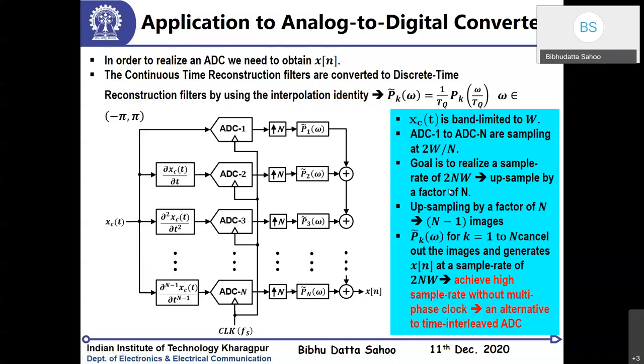The goal is to realize the sample rate of 2NW. Upsample by a factor of N. From basic signal processing, we know that upsampling by a factor of N leads to N minus 1 images, which are nothing but aliases in the continuous time case. PK omega for K equal to 1 to N cancels out the images and generates XN at a sample rate of 2NW. Therefore, you achieve high sample rate without a multiphase clock, an alternative to time-interleaved ADCs.